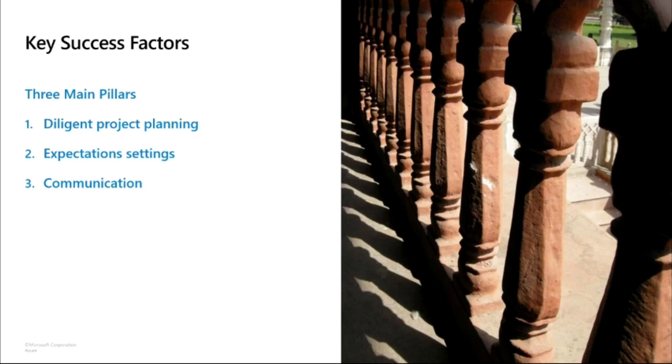First of all is diligent project planning. This is just a sentence out there and anyone can interpret it to the best of their knowledge. But diligent project planning means that you really need to plan ahead. You need to understand all the process steps and decide how you take them one through another. Establish gateways between each of the steps and make sure those gateways are answered diligently before going on from one to another. The second pillar, which is just as important, is expectation settings.